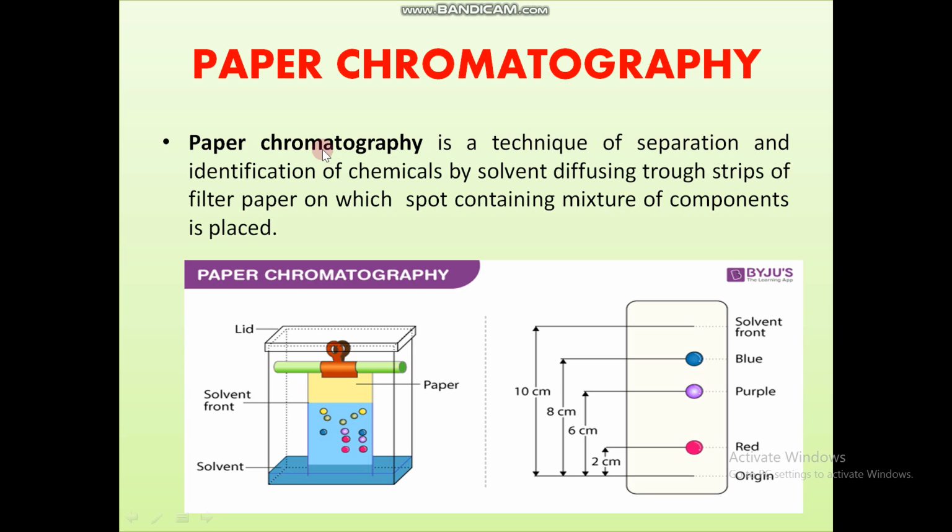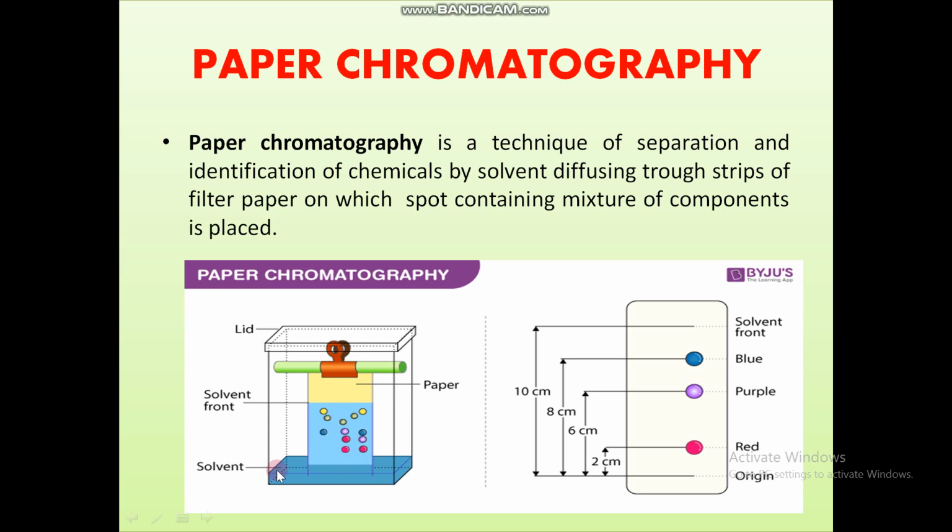Paper chromatography is a technique for the separation and identification of chemicals by solvents, meaning the mobile phase, diffusing through a strip of filter paper on which a spot containing a mixture of components is placed. So paper chromatography is the same as thin layer chromatography.